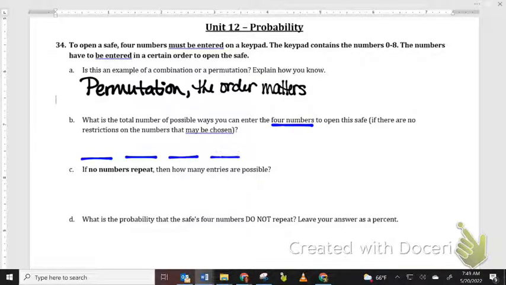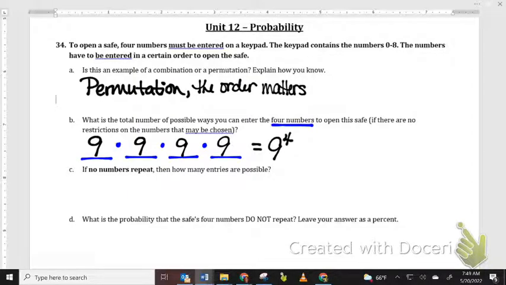All right, so we're going to choose 4 numbers. The number of options get multiplied. You have 9 options for the first number. It says there's no restrictions, so if I wanted my code to be 1111, I could do that. Repeating digits is allowed if there's no restrictions. So if I have 9 options for the first digit, I have 9 options for the second, 9 for the third, and 9 for the fourth.